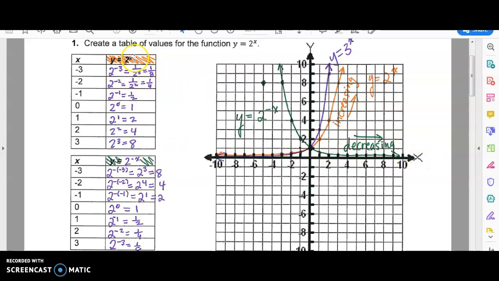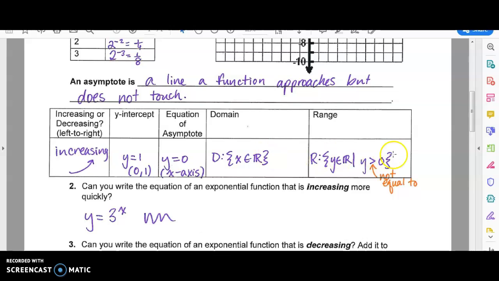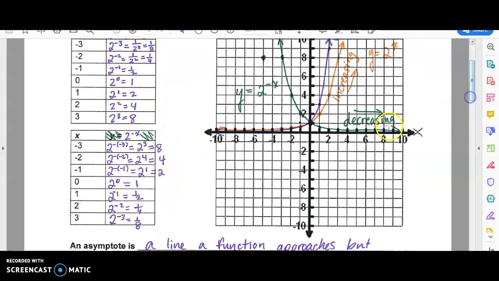I can plug in 1,000,000,000 or 1,000,000,000,000 in for x and I'll still get a y value. So that's why x is all real numbers. The range we can see is our y values, and just remember that this is our y value.